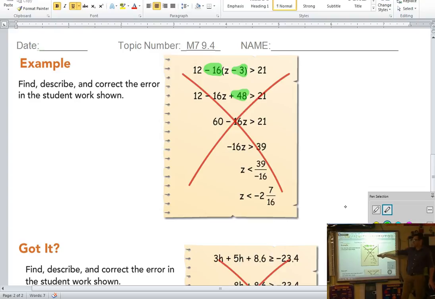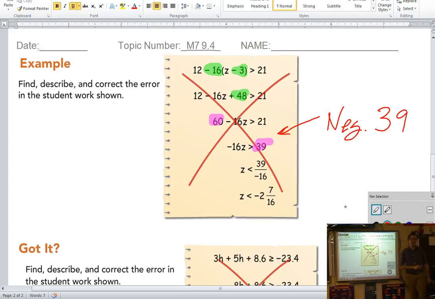Oh, he was supposed to subtract the 60. This 60 is positive. No, it's supposed to change colors. How do we get rid of it? Subtract 60. 21 minus 60 would not give us positive 39. What would it give us? Negative 39. So off to the side, notate that's where they make their mistake.